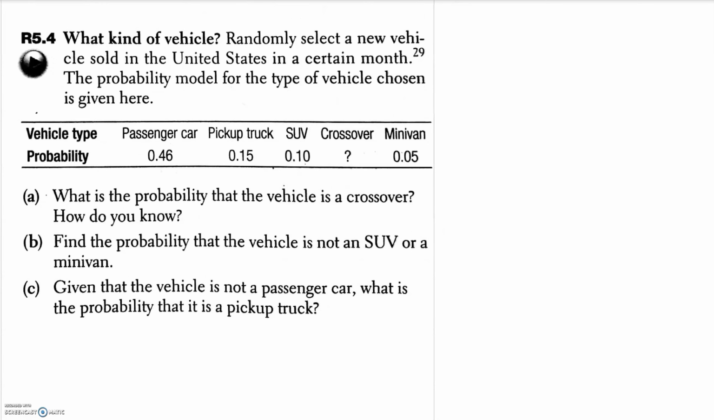All right, here we go. We're going to do some review stats problems. So first up, part A, what's the probability that your vehicle is a crossover? So we'll say probability of crossover.